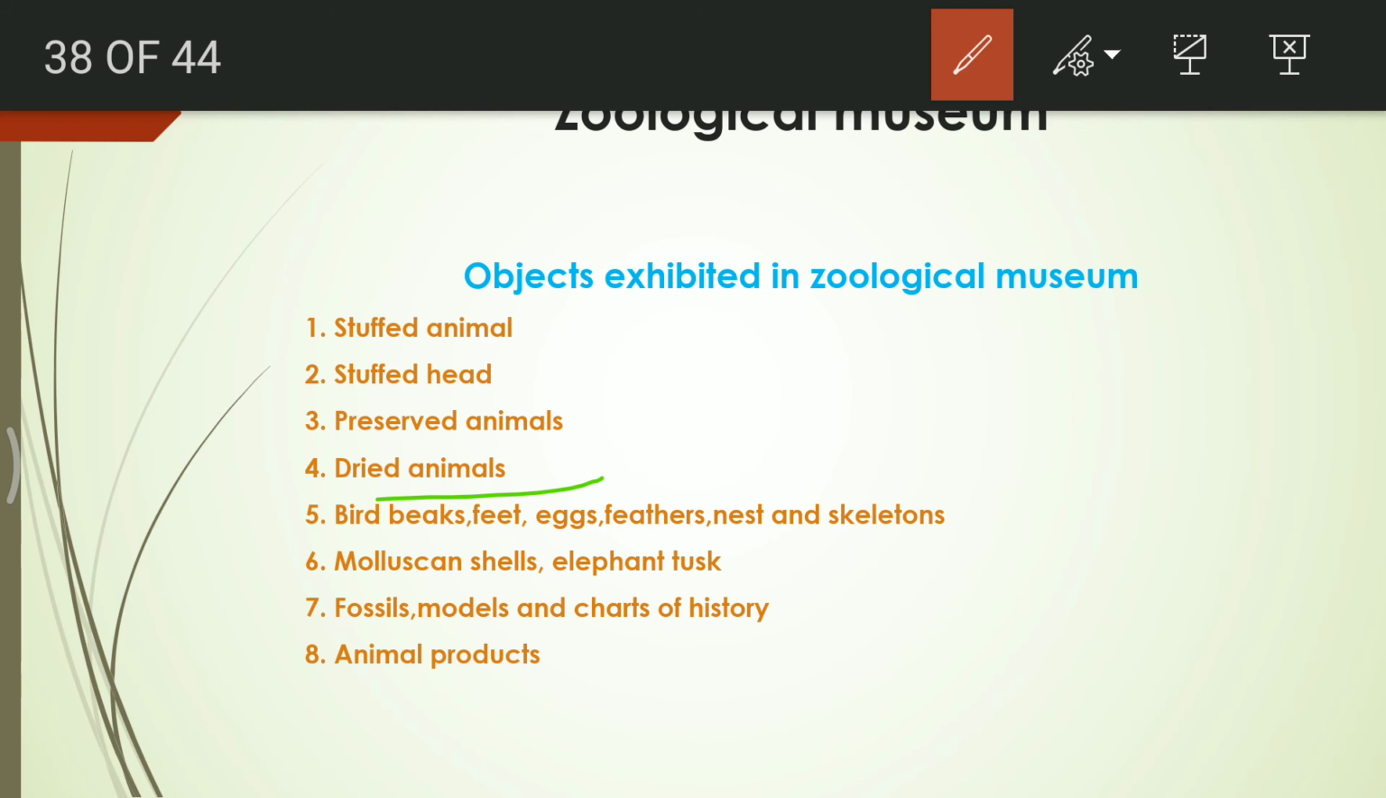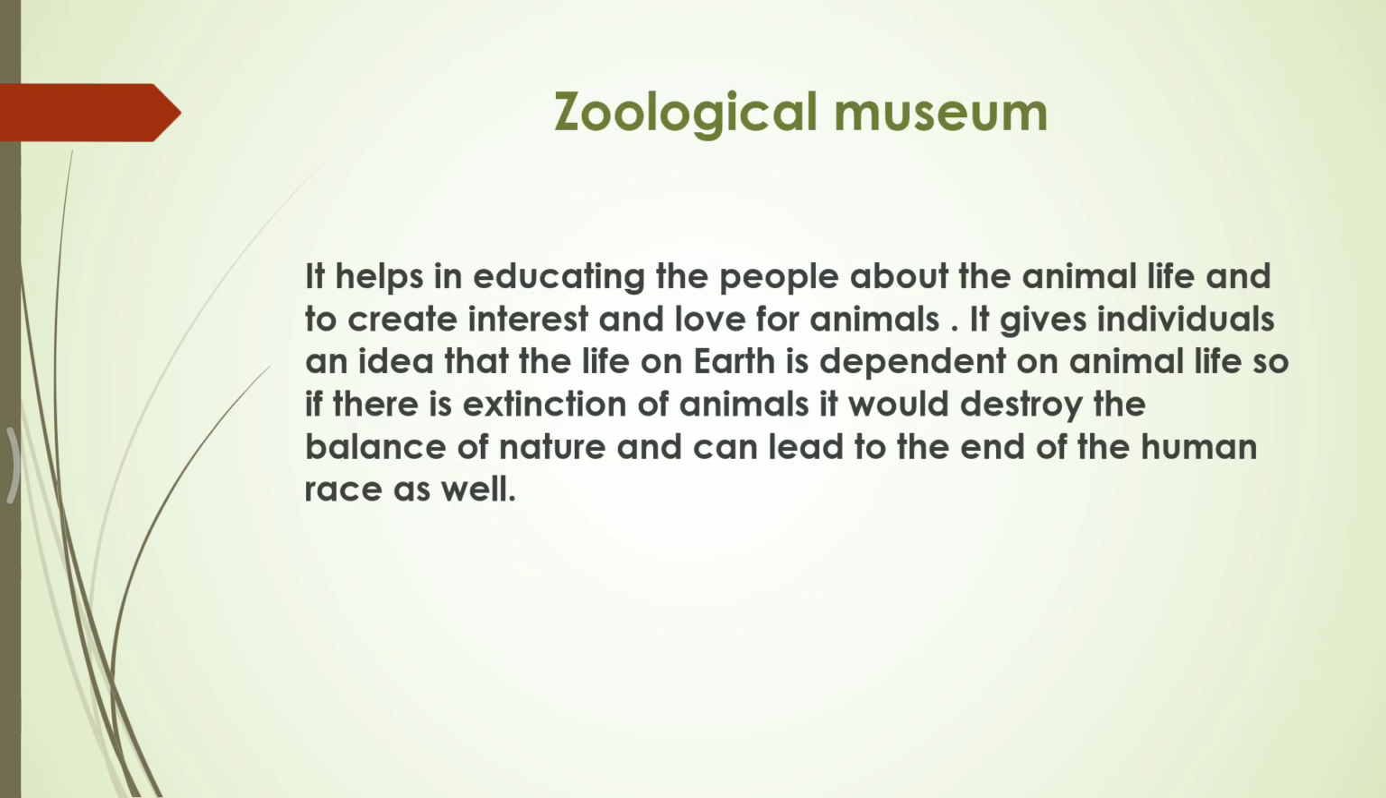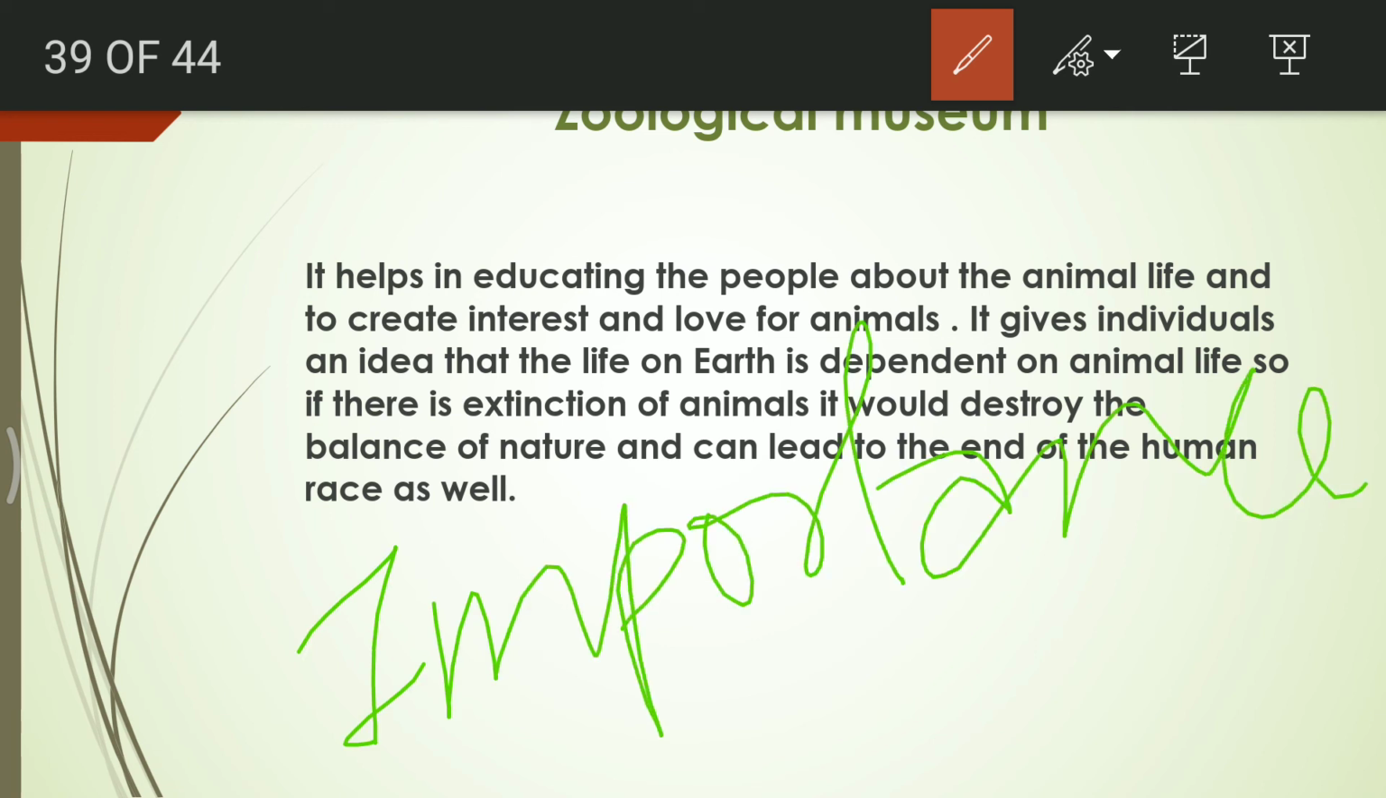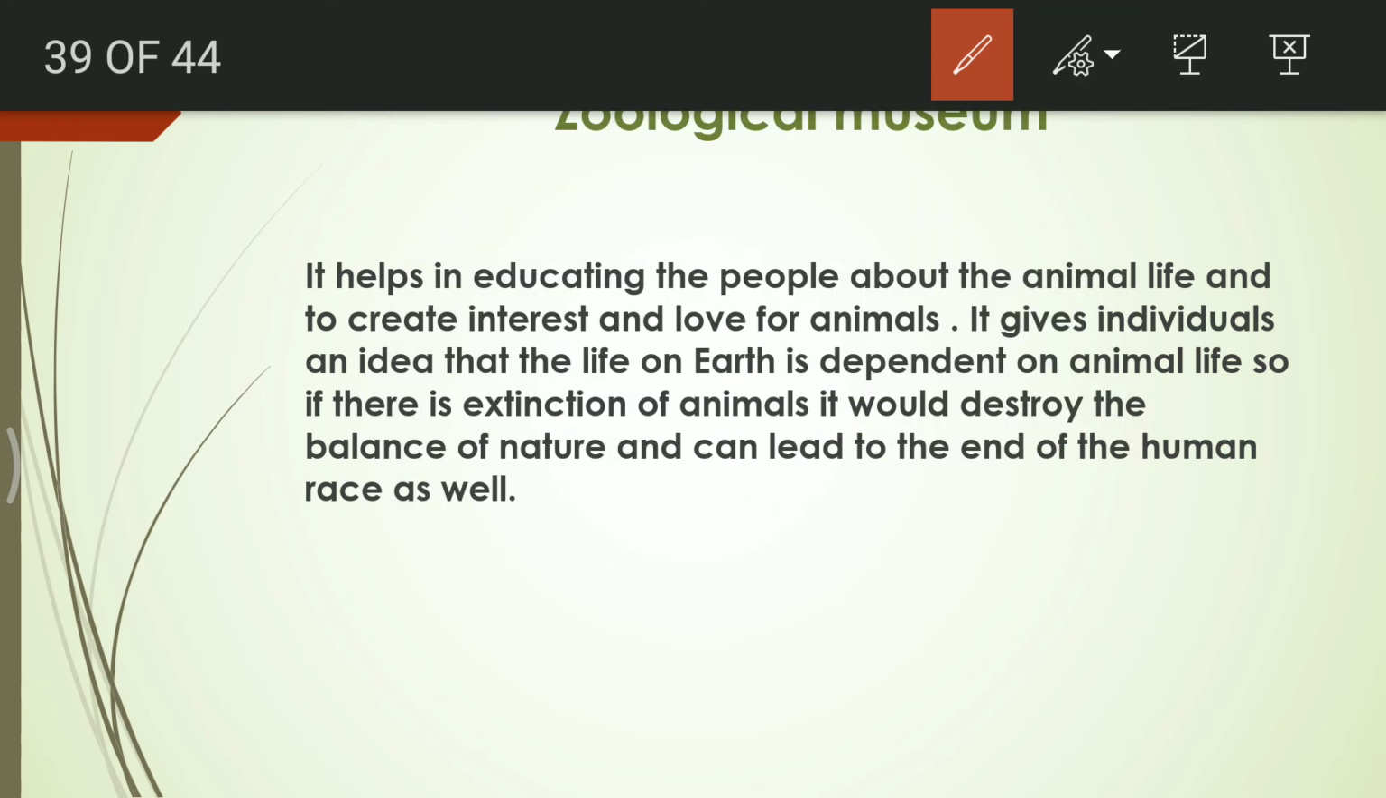Animal products are also kept at times, like honey and beeswax, so that they can be shown to individuals. Next is the importance of the zoological museum. This is the importance, children. When people are shown the zoological museums, they will understand how important all these organisms are for us. If they get extinct, there will be no chance for us to survive. So it is important that we preserve them, and then only will we be able to survive together.